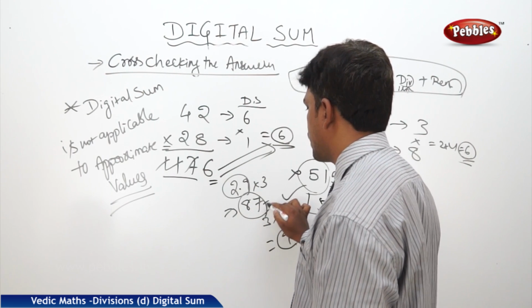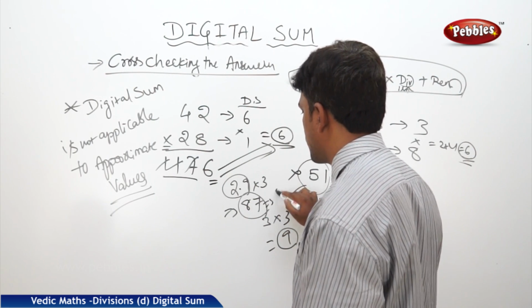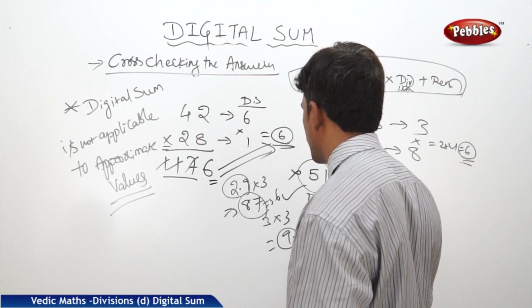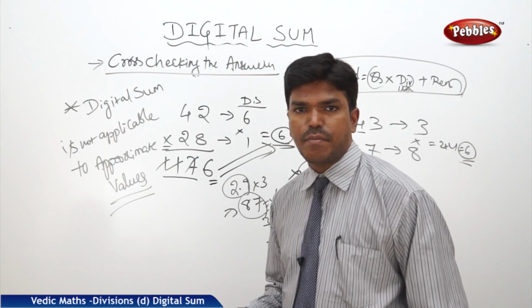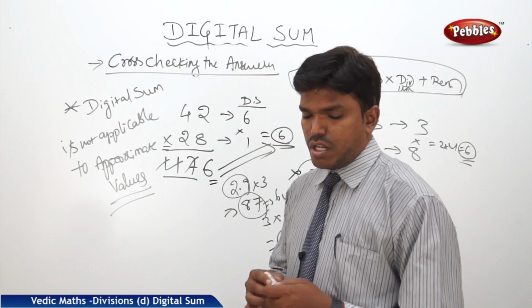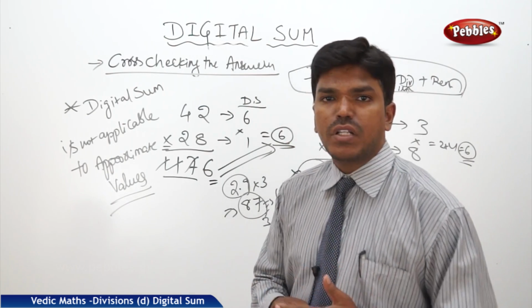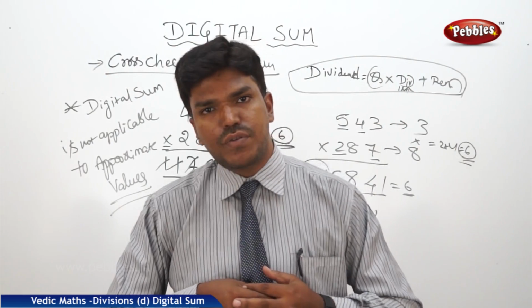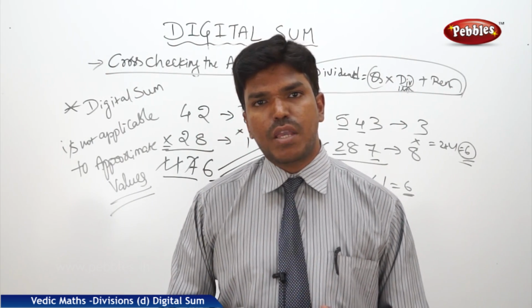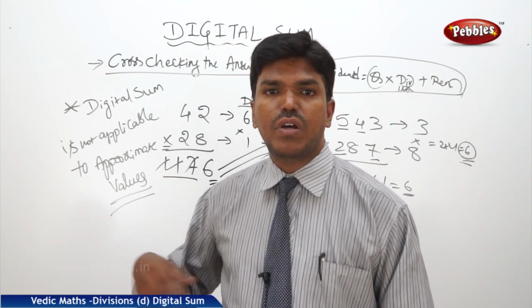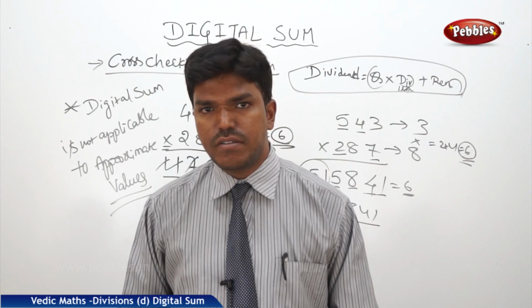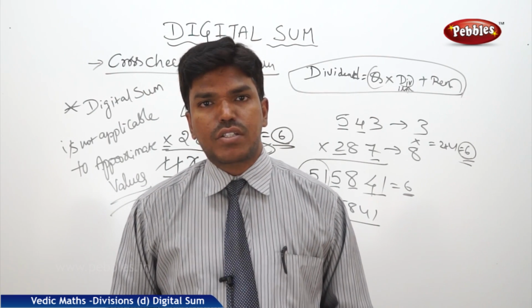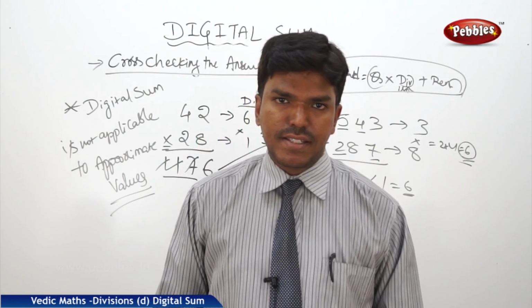What is the digital sum of 87 here? 87, 15, 1 plus 5, 6. What is the digital sum of 9 here? 9 only. 9 and 6, are they both the same? No, they are not the same. That's why digital sum is not applicable for approximate values or approximate calculations. So please keep this in mind and apply this method in your examinations. It will be very easy for cross-checking the answers. Right? So let us go for the next topic in our Vedic maths.